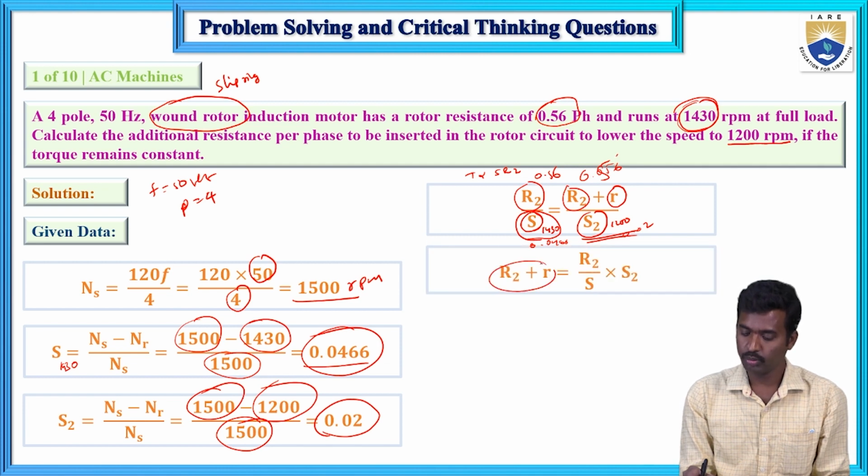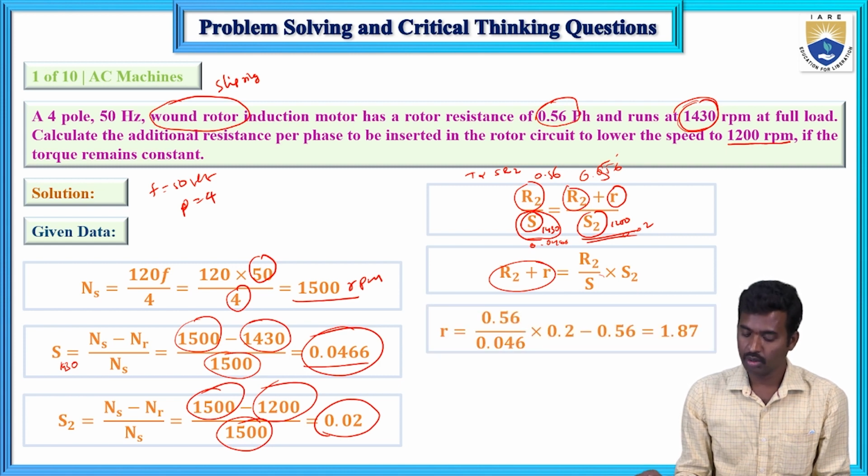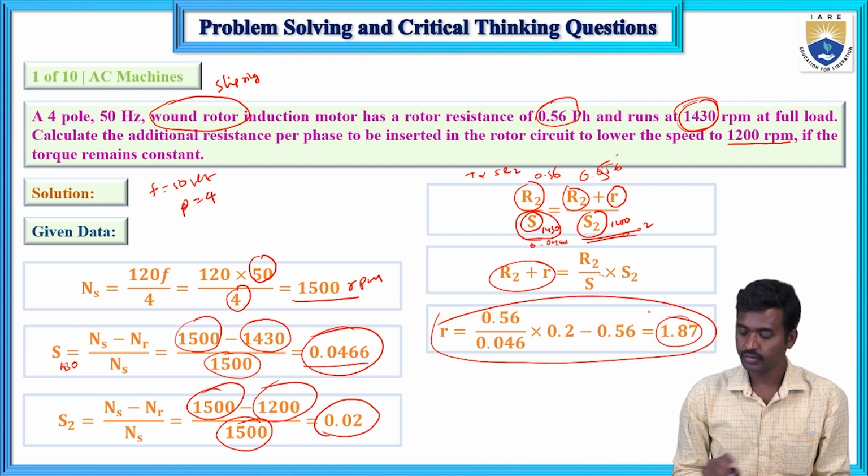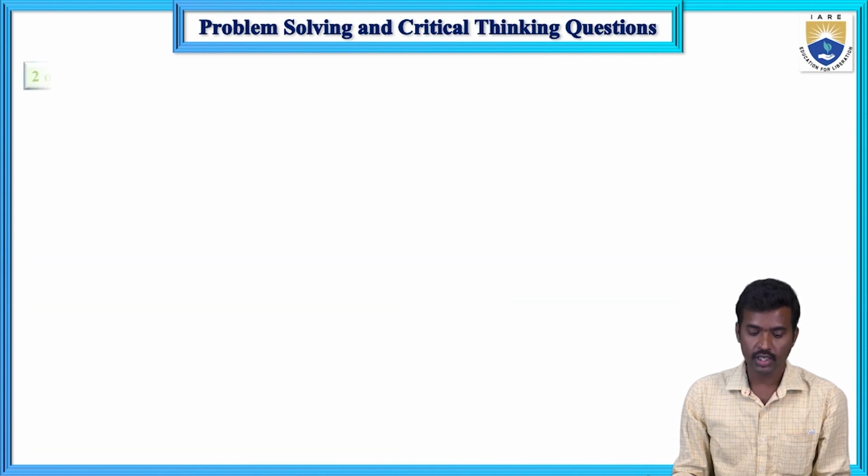So R2 plus R equals R2 by S1 into S2, where S2 is the slip at 1200 rpm and S1 is the slip at 1430 rpm. From this we can determine R equals 1.87. In this way we can determine the inserted resistance value in series with the rotor circuit. Now coming to the second problem.